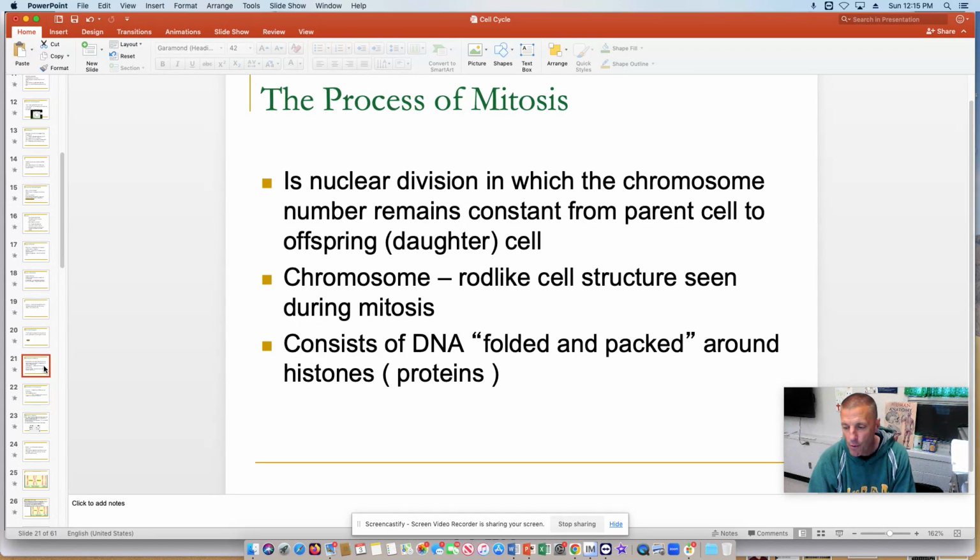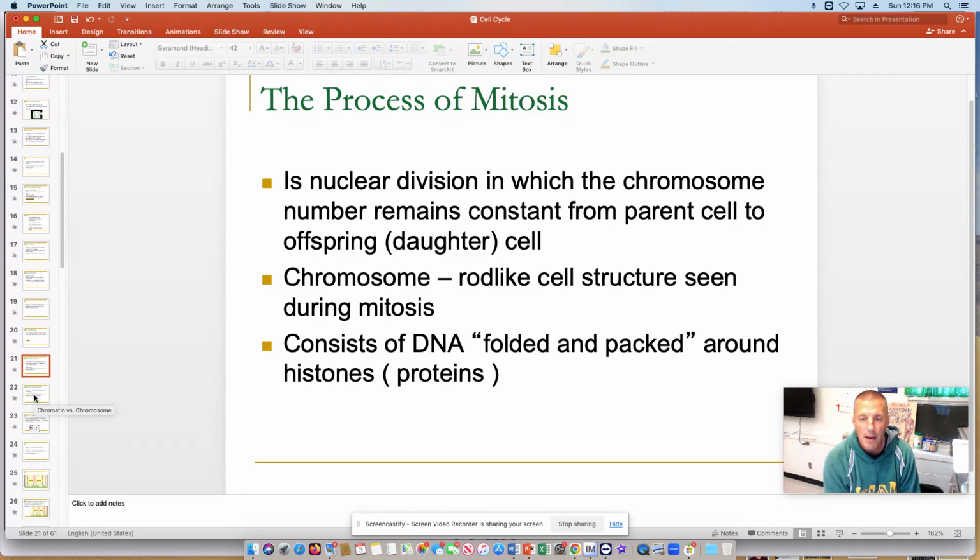Okay, so now we're going to get into the particulars of mitosis, and I think it would be helpful if you had your book open to page 85. So I would open your book to page 85, and I'll probably put a diagram or two up here as we go through this so we can talk about it a bit more.